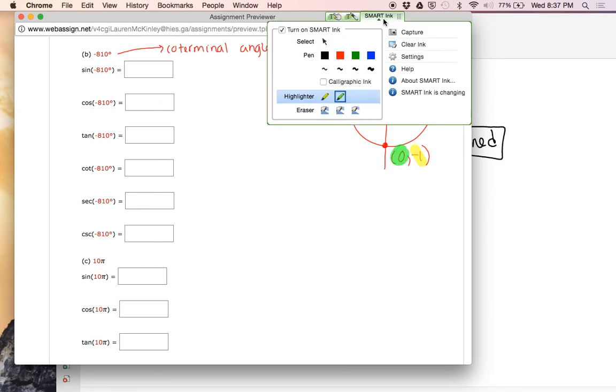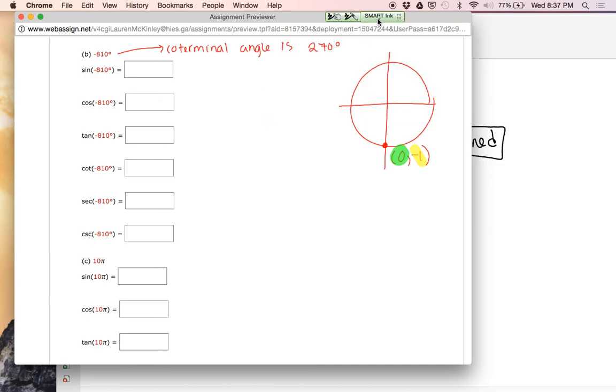So the sine, which is the y value, is just -1. Cosine is the x value, which is 0. So sine is -1, cosine is 0, and tangent is the y divided by the x, so it's undefined. Now, on the unit circle, to get cotangent, I'm going to do x divided by y instead of y divided by x, so 0 over -1, which is 0.